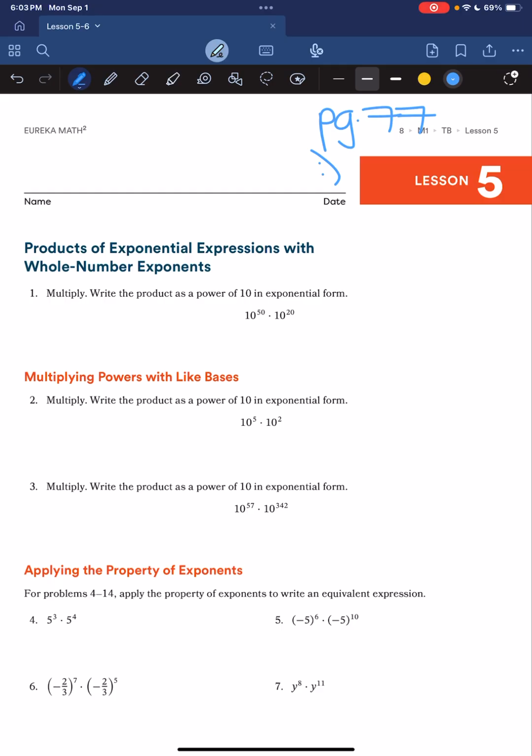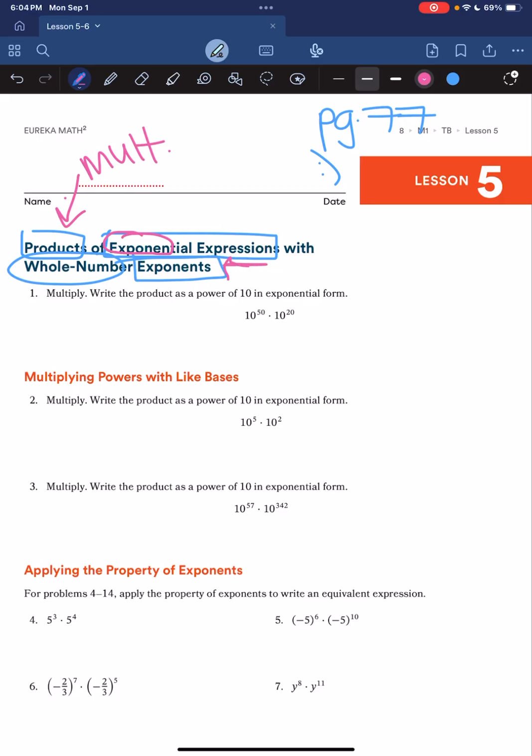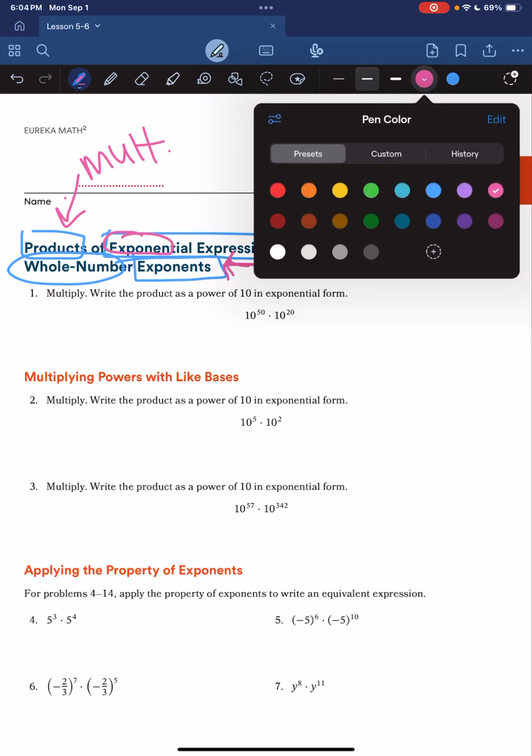So in lesson 5, lesson 5 talks about products of exponential expressions with whole number exponents. So if we think about the word product, what is it? Product is when we're multiplying. So it looks like we're going to be doing some multiplication with some exponential expressions. We see the word exponent there, and then we've got the word exponent again. So it looks like we may be doing a little multiplying with some exponents. And if you start looking through, you can see that happening.